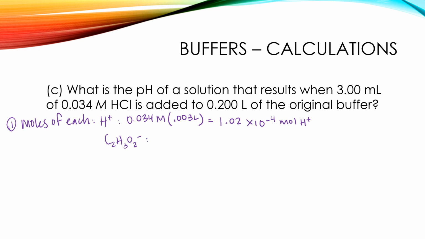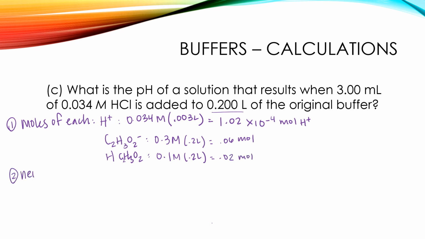Well, the ending concentrations that we had for acetate, it was 0.3 molar, and for the acetic acid, it was 0.1 molar, and it tells me we're adding 0.2 liters of it. So I get 0.06 moles and 0.02 moles. So then I'm going to do my neutralization.